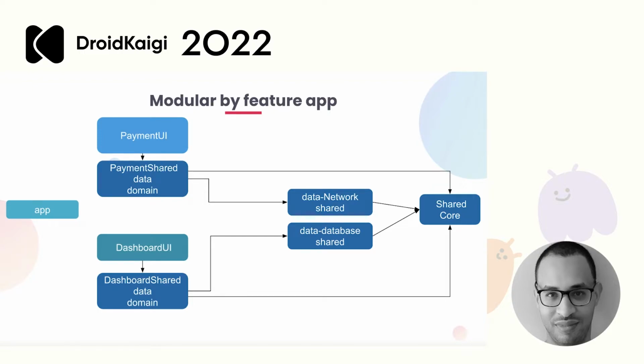As you can see, if you have a separate module just for networking, it will be easy to migrate to a multi-platform library without impacting the rest of the app. We will see this in detail in the next slide.